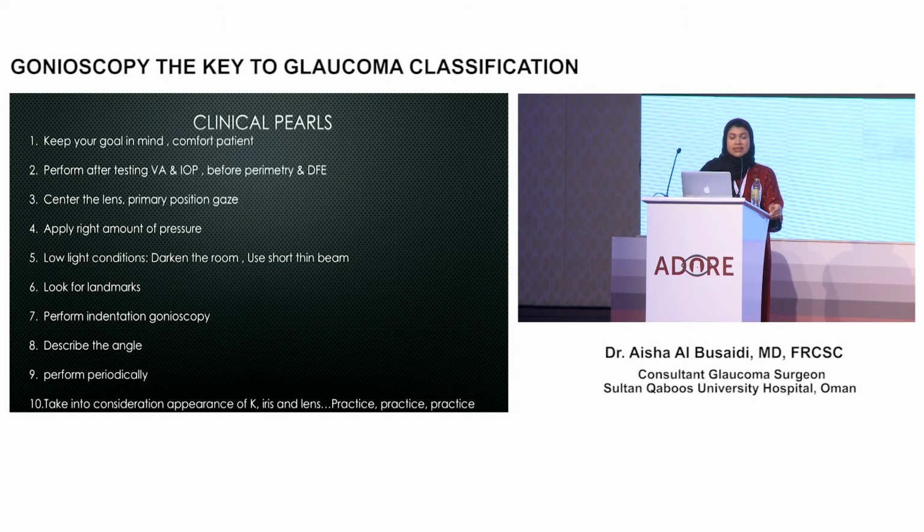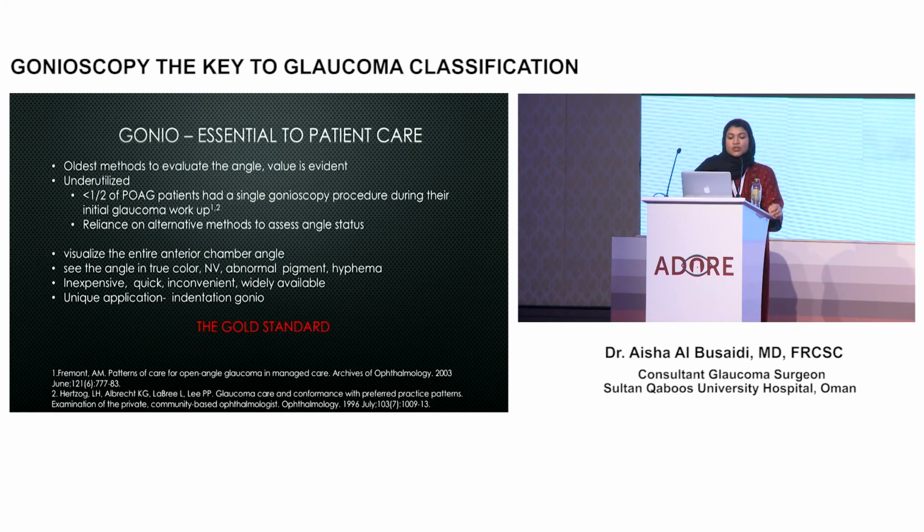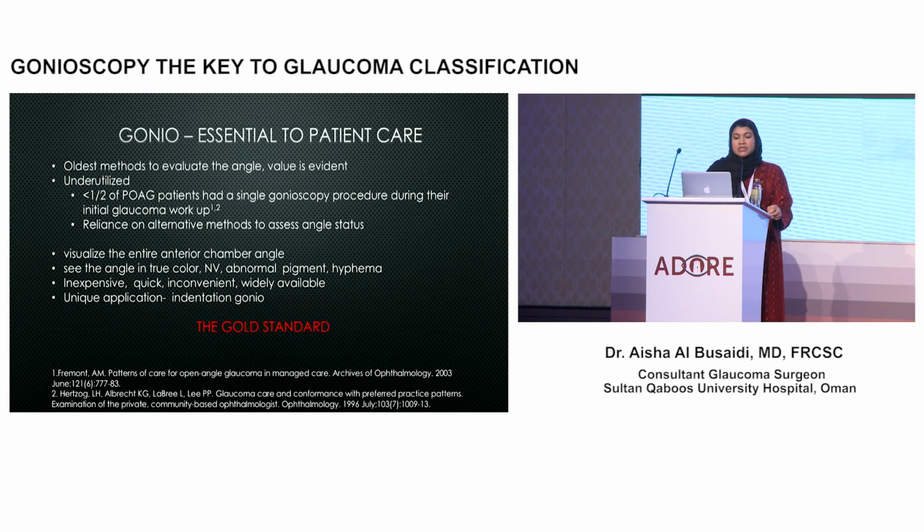And practice, practice, practice. So we do agree that gonioscopy is the oldest method to evaluate the angle. Its value is evident. However, it's underutilized. A lot of times we go to the clinic and realize the patient hadn't had even one gonioscopy done. Studies have shown that less than half of POAG patients had a single gonioscopy procedure during their initial glaucoma workup. So I think it's because we rely a lot on alternative methods to assess the angle status, like anterior segment imaging, either UBM or anterior segment OCT.